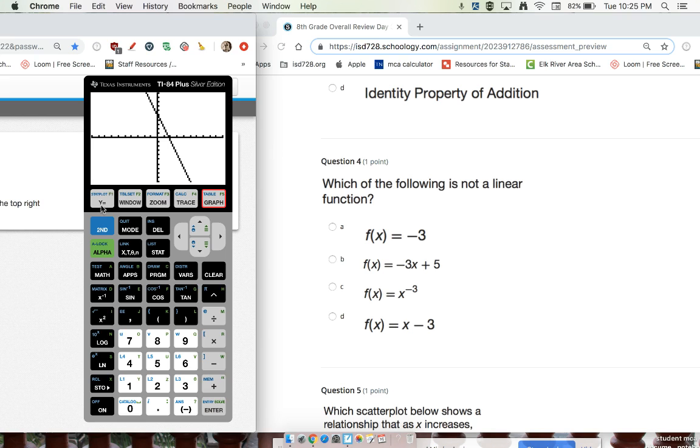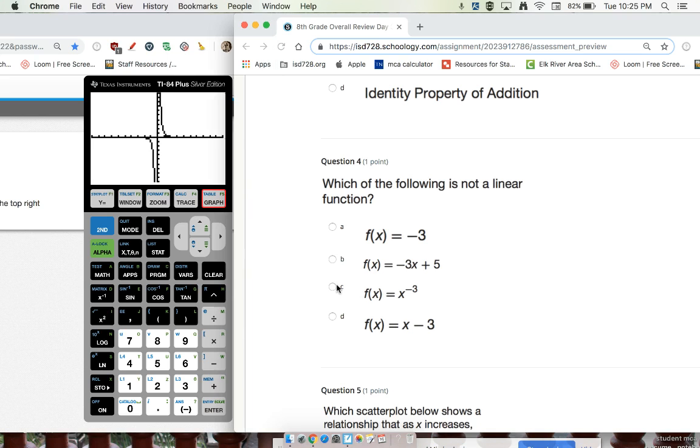Okay, x to the negative 3. So let me clear it, and then x, the to the button, and then negative 3, graph it, and that's called a quadratic. And notice that it's not a straight line, it's curved, and curved are definitely not linear.